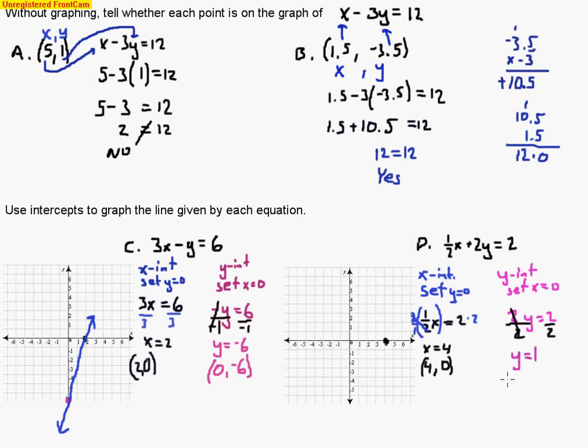So when x is 0, y is 1. And so I'm just going to go over 0 and then up 1 space, put a dot. And then from there I can draw the line between those points. Then we'd have our graph. So those are the 2 types of problems you'll end up seeing. It's either telling whether a point's on a line and proving that by substituting, or graphing using x and y intercepts.